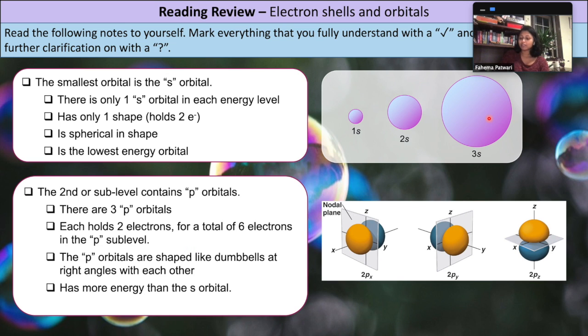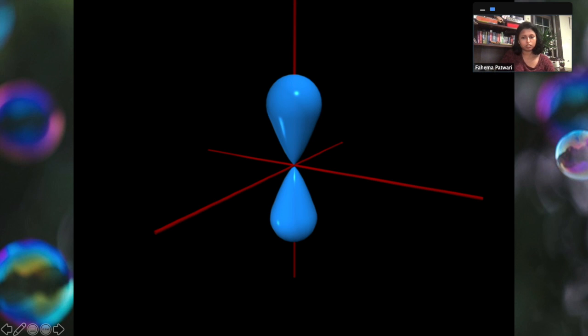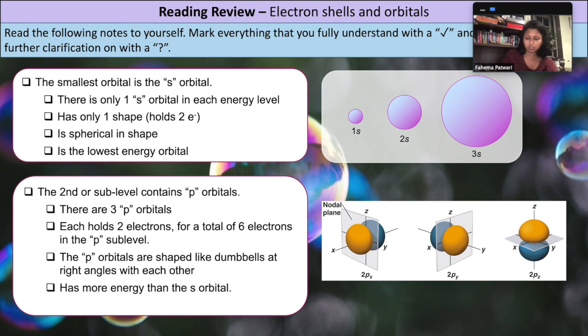Okay, now you have the second sublevel, which contains p orbitals, right? You see px, this is a dumbbell shape. This px is oriented on the x-axis, py oriented on the y-axis, pz oriented on the z-axis. Each of these orbitals can hold 2 electrons, so 2 here, 2 here, 2 here. That's a total of 6. So if we look at the first energy level, it only has this in it.